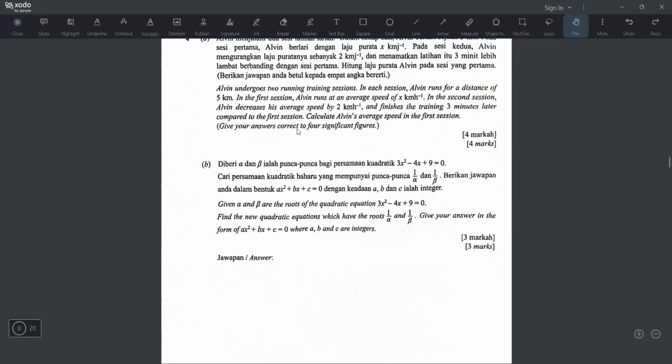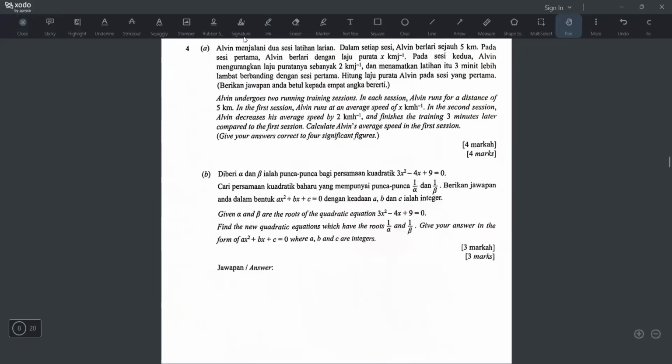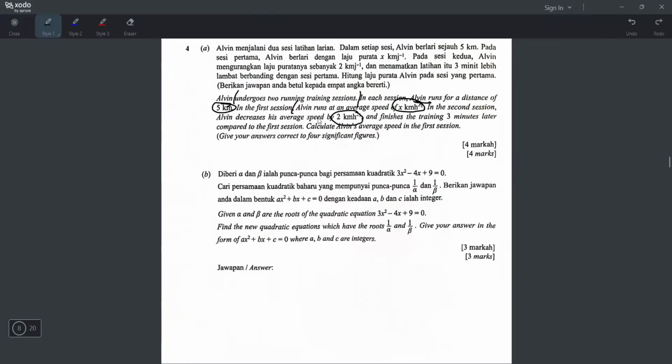Okay, let's do question number 4A. They say Alvin undergoes 2 running training sessions. In each session, Alvin runs for a distance of 5 kilometers. So 2 training sessions, one session distance 5 kilometers. In the first session, Alvin runs at an average speed of x kilometers per hour. But in the second session, Alvin decreases his speed by 2 kilometers per hour. So in the second session, he runs slower. And then he finished the training 3 minutes later. So it makes sense, right? Because he runs slower in the second session, it will take him longer, 3 minutes later, compared to the first session. Calculate Alvin's average speed in the first session. Give your answer correct to 4 significant figures.